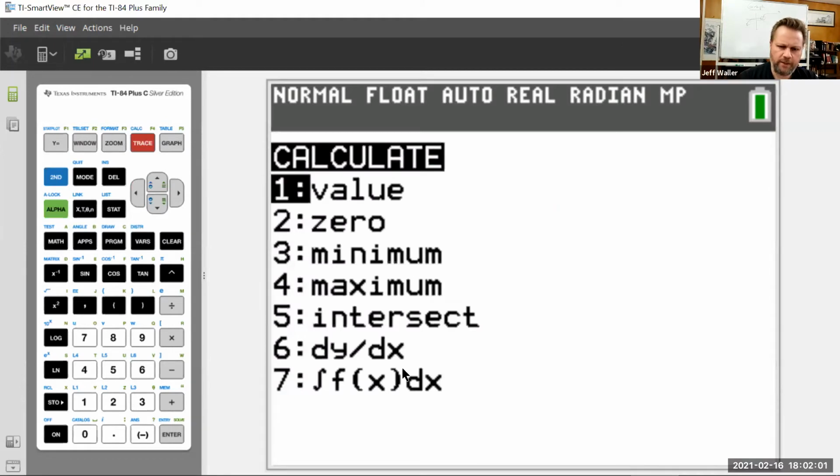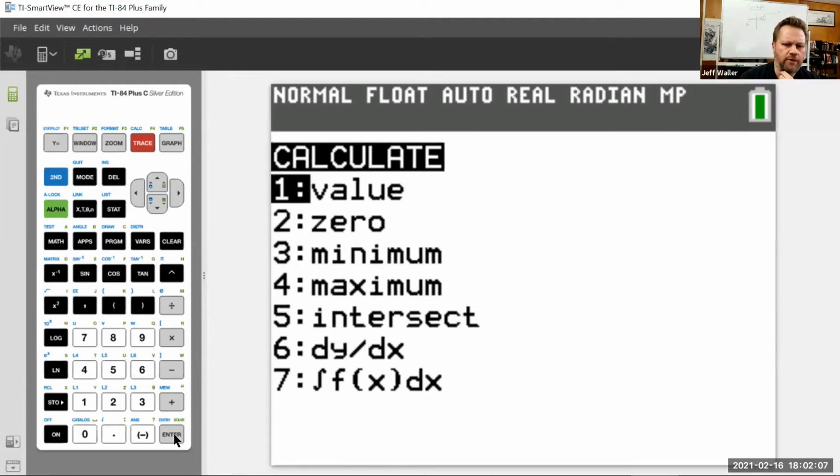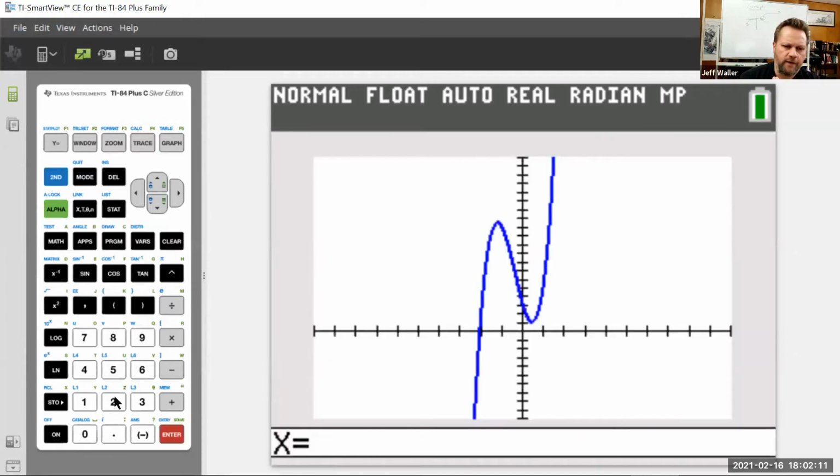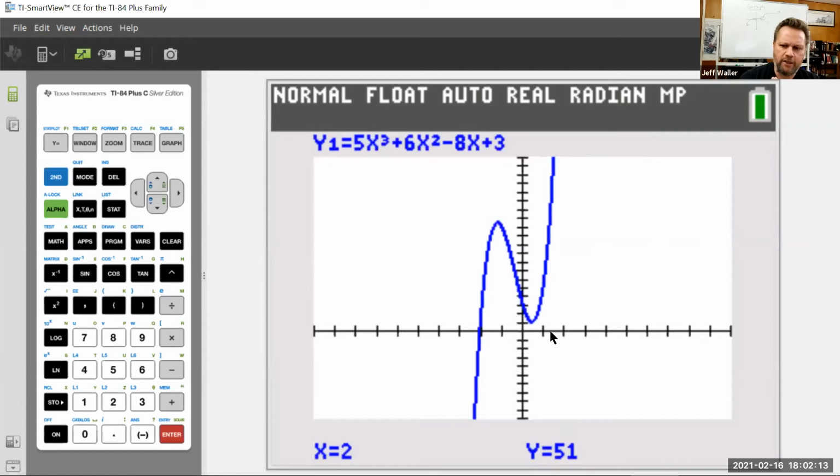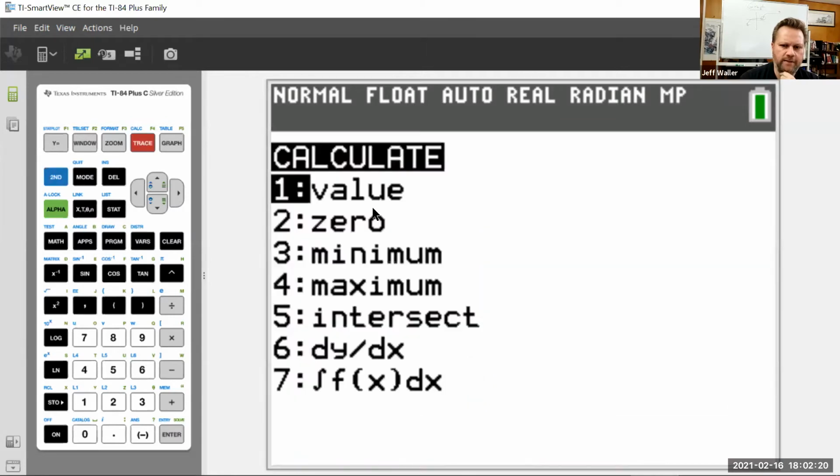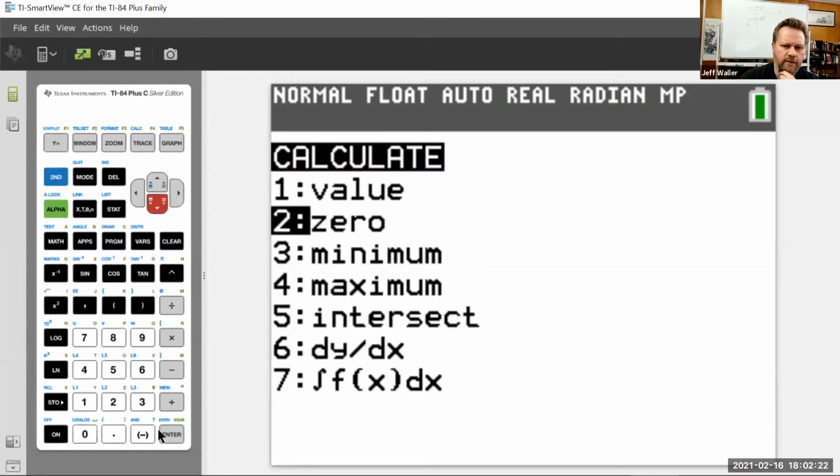I can't remember if we've been in here yet. Let me just show you what some of these things do. Value does exactly what it sounds like. If I plug in 2, it'll tell me the value for an input of 2, the output is 51. Woohoo! Zero does exactly what it sounds like. All right, now stay with me. This is being recorded also.